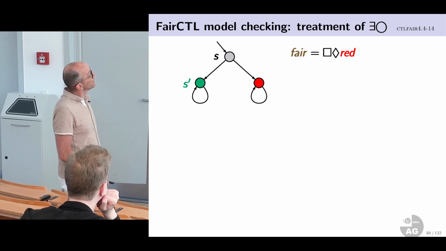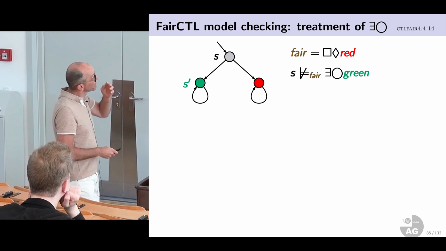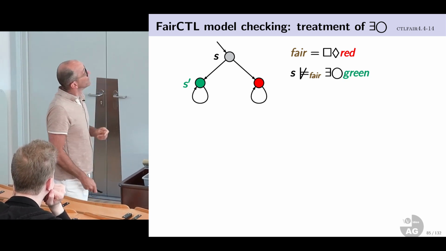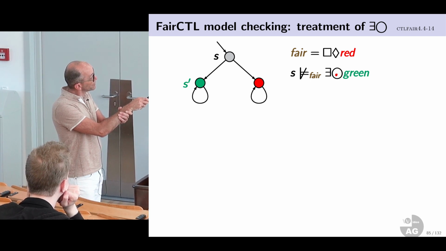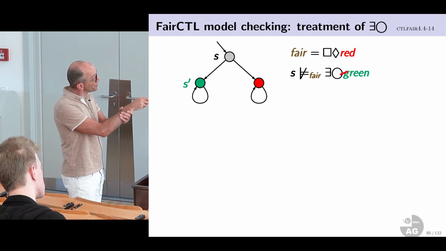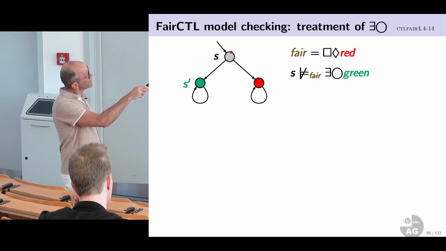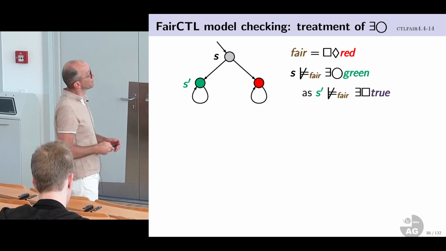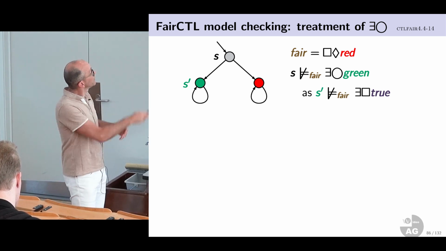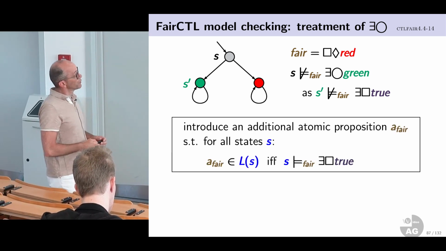So this transition system, and suppose that this is the fairness assumption, says infinitely often we have to visit the red state. Then, does there exist a path such that next, so that the state has a successor which is green? This is not applied to S, right? Because this state is not fair. This state will never visit the red state and definitely not infinitely often the red state. And that's the problem. The problem is that this state does not have any fair computation starting in that state. And that's what we're going to use.